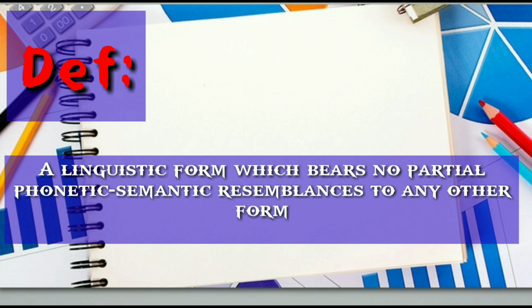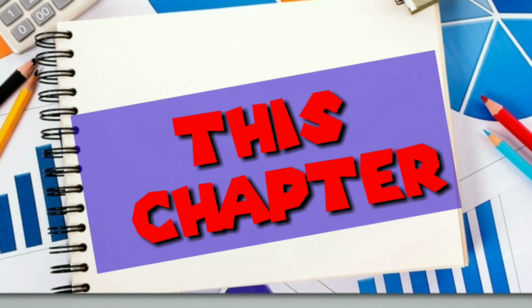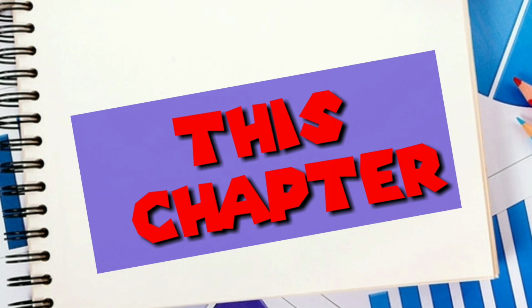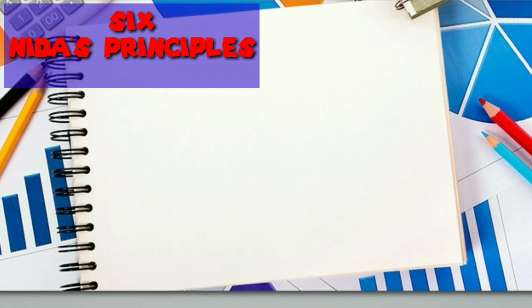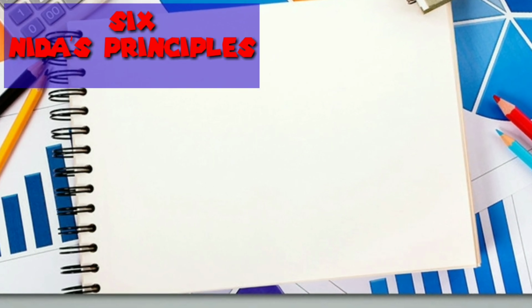The definition: a linguistic form which bears no partial phonetic semantic resemblances to any other form. So in this chapter, we are going to study about isolating morphemes in words. In this part, we will study how to discover the separate parts, because we can recall similar words with which to compare the words under analysis. There are 6 Nida's principles.